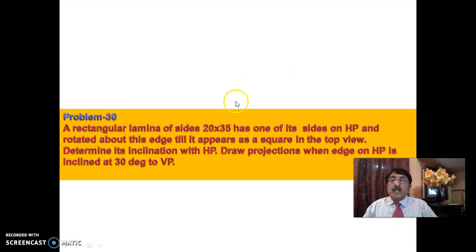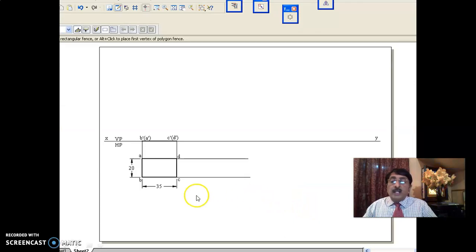Okay. Now you see here, a rectangular lamina, again another problem, 20 by 35 has one of its sides on HP and rotated about this edge till it appears as a square in the top view. Okay, forget about all that. See here, 20 by 35 has one of its sides on HP and rotated about this edge till it appears as a square in the top view. Determine its inclination with HP.